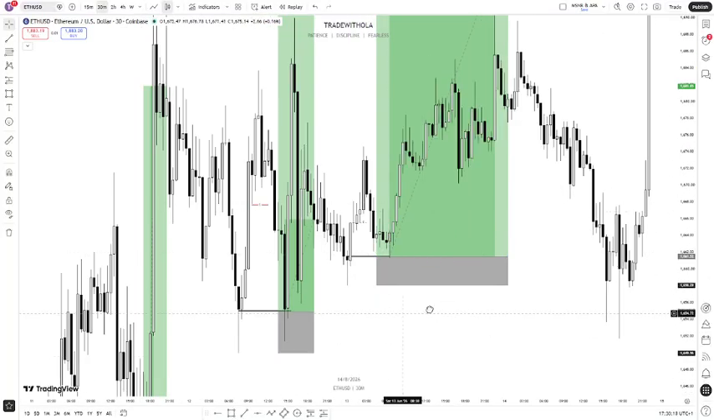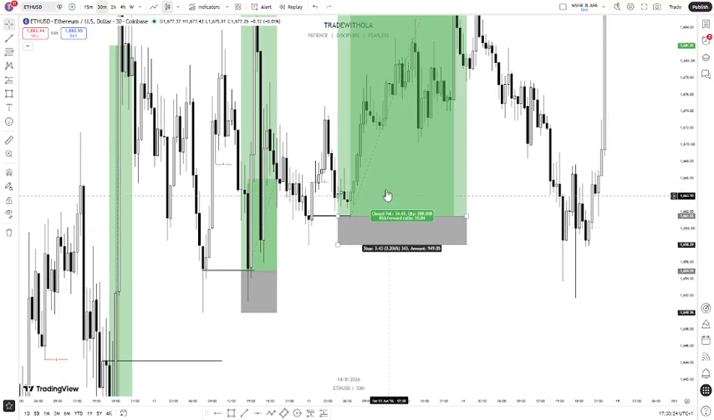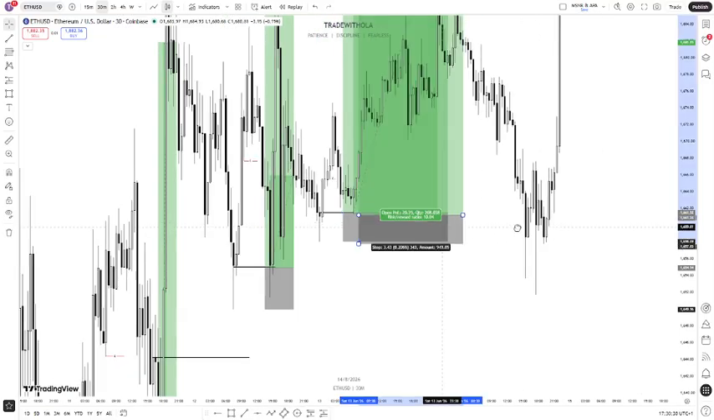If you look at all these ones here, look at this one here. This was a break of structure after a sweep of liquidity here. This was the first break of structure actually. You could have used this breaker block, but it should have failed. I would have taken a loss here.